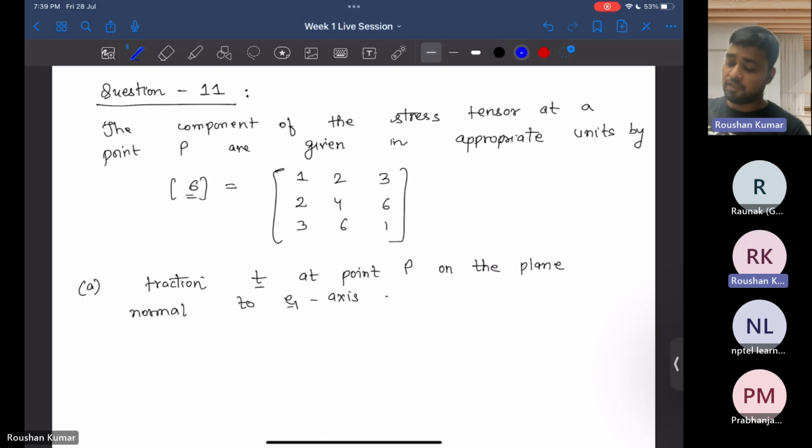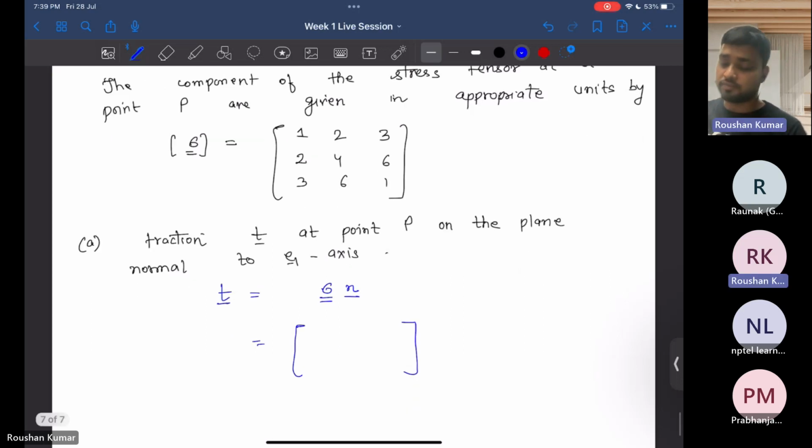So we know from the lecture that traction is given in terms of the stress tensor by sigma into n, where n is the plane normal and sigma is the stress tensor. If we find the traction in component form, it can be written in this way: component of sigma multiplied by component of plane normal. Here sigma is the stress matrix in the E1, E2, E3 coordinate system, given as 1, 2, 3, 2, 4, 6, 3, 6, 1.